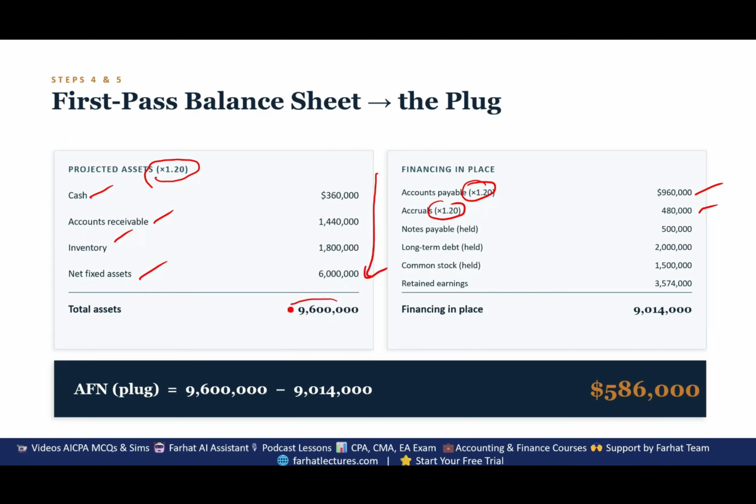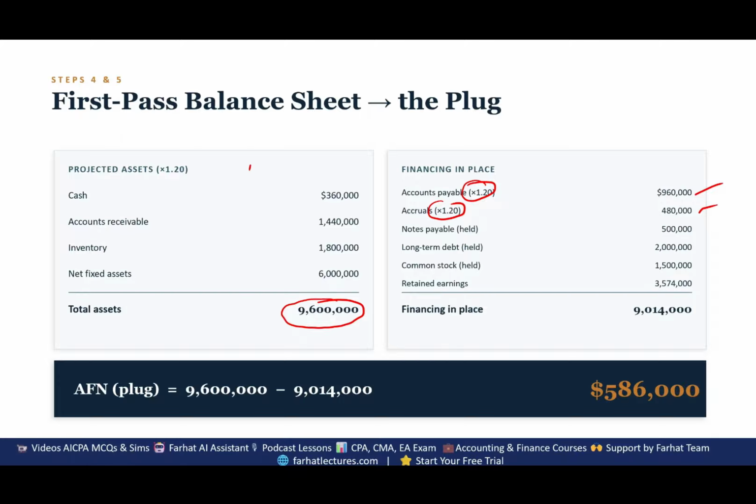assets are 9.6 million. We took cash. The cash was 300,000. We scale it at 1.2. Same thing with account receivable. Everything scaled at 1.2, including fixed asset, because we said we don't have capacity. We don't have excess capacity.